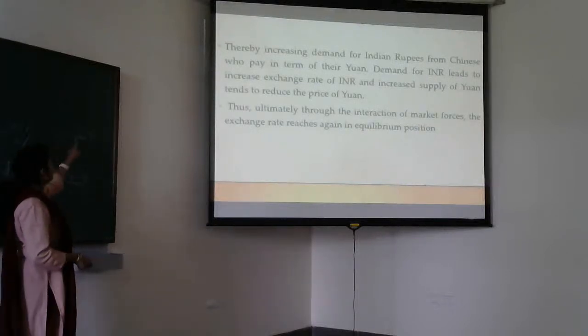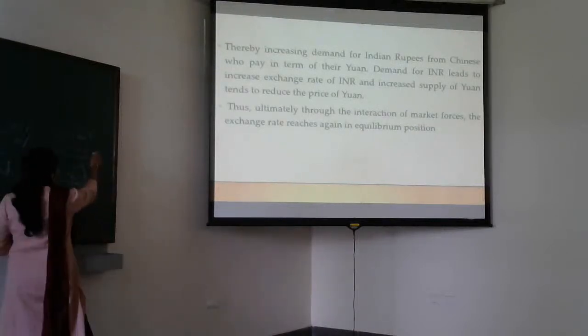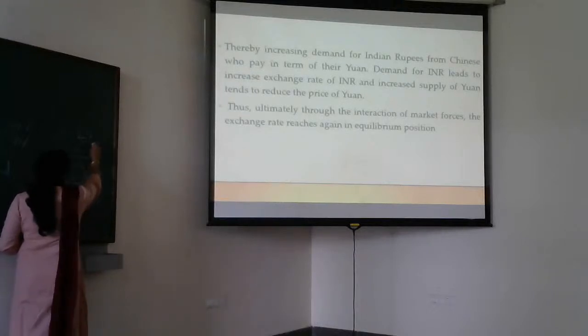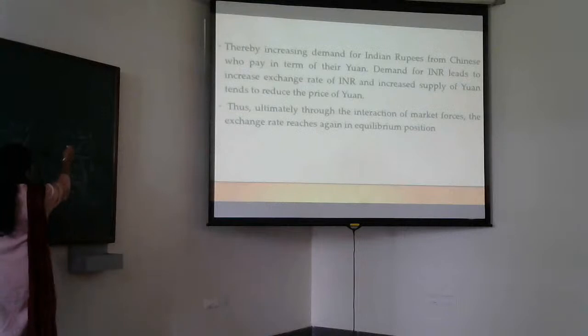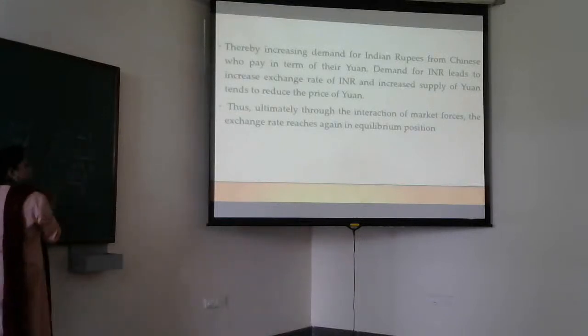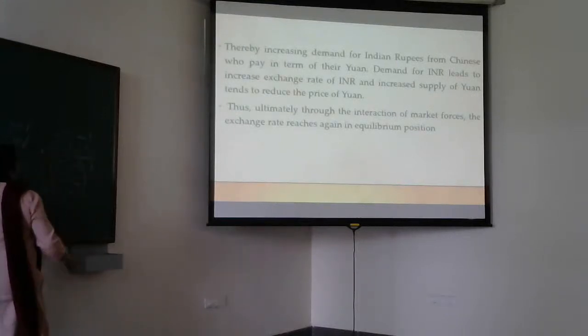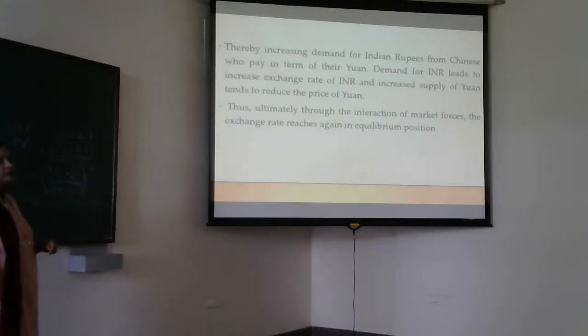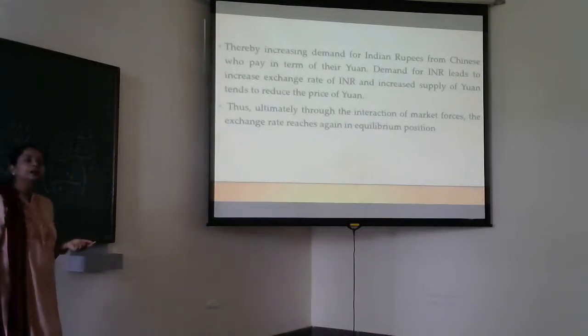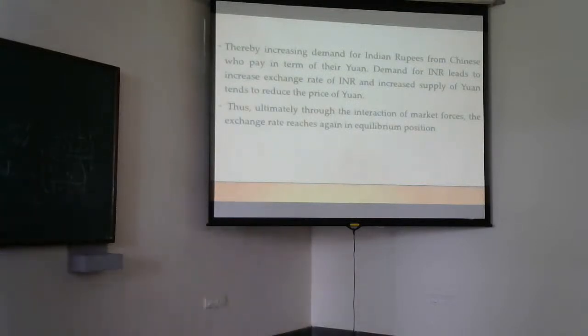So that means, because of the increase in the supply of yuan in the market, this will come down, and because of the increase in the demand for the rupee in the market, this will again go up. Fine. So ultimately, through the interaction of market forces, the exchange rate reaches the equilibrium position again. Is it clear?